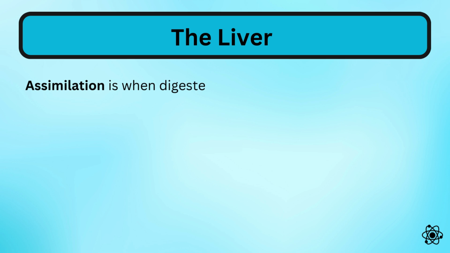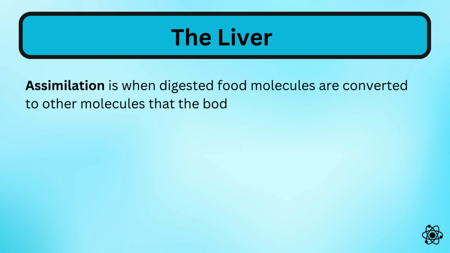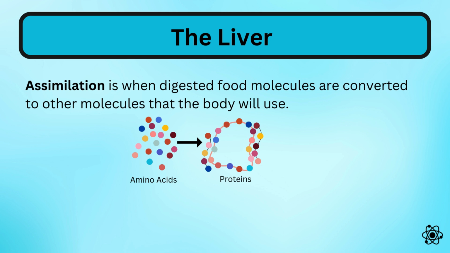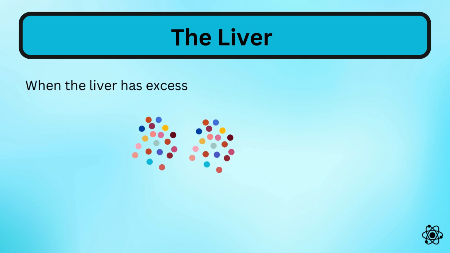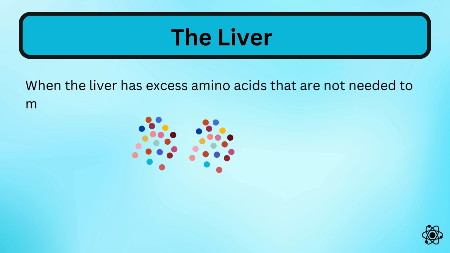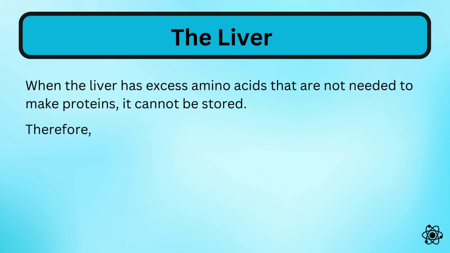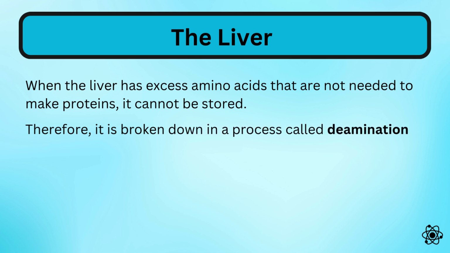Next, let's learn how the liver plays an important role in excretion. Assimilation is when digested food molecules are converted to other molecules that the body will use. For example, amino acids are used to build new proteins. Assimilation takes place in the liver. When the liver has excess amino acids that are not needed to make proteins, they cannot be stored. Therefore, they are broken down in a process called deamination.